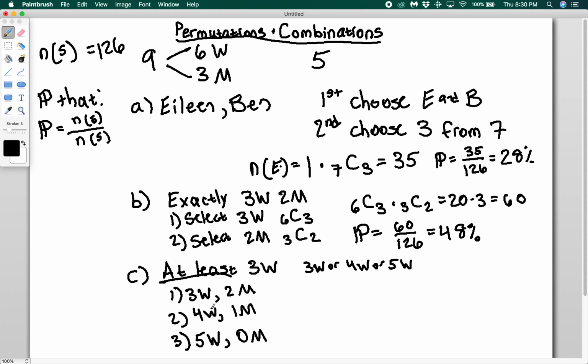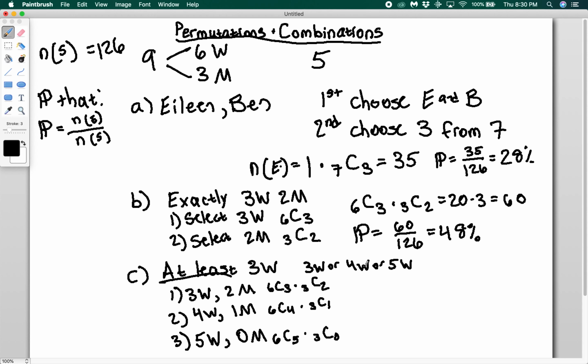So once we have this set up, we know what we want to do, we're going to do each of these like we did part B here. So 3 women and 2 men, we already calculated. This is going to be 6 choose 3 times 3 choose 2. For 4 women and 1 man, we're just doing 6 choose 4 times 3 choose 1. And then for the last one, we're doing 6 choose 5 times 3 choose 0.